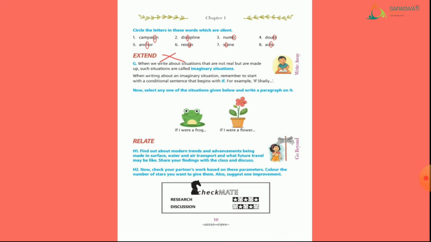Next word is doubt. In the word doubt, B is not pronounced. We don't say "doub-t", it is doubt. Number 5, anchor. In the word anchor, H is not pronounced. Number 6, resign. In the word resign, G is not pronounced.